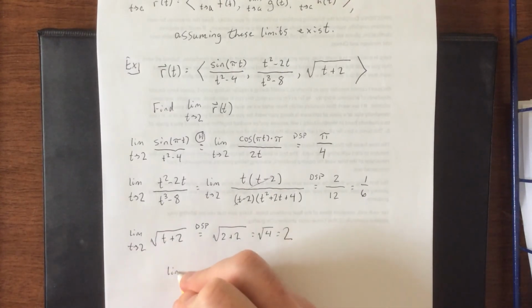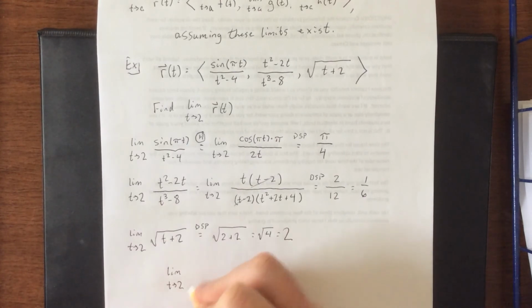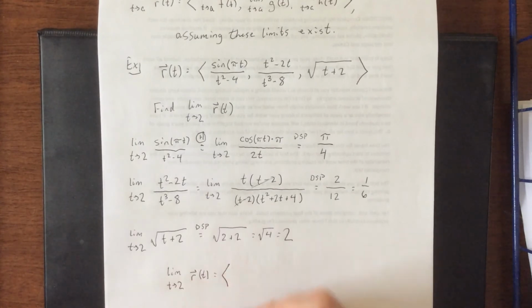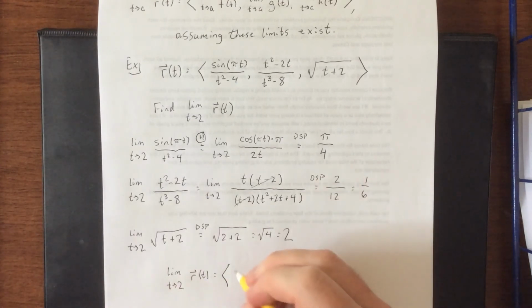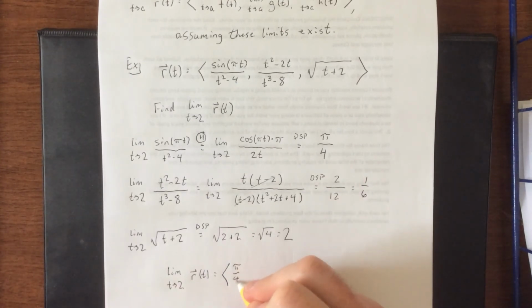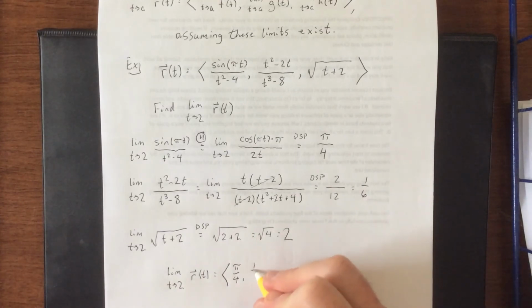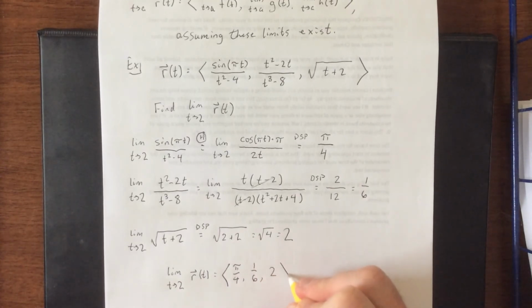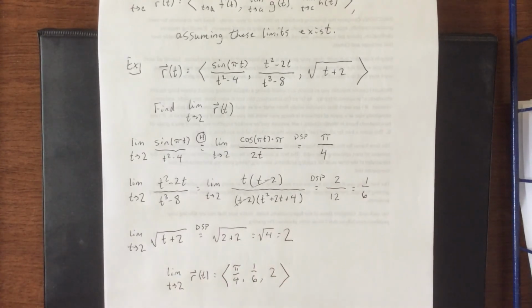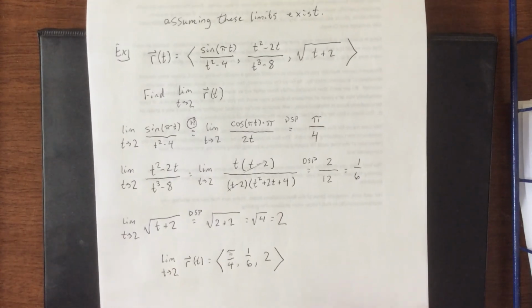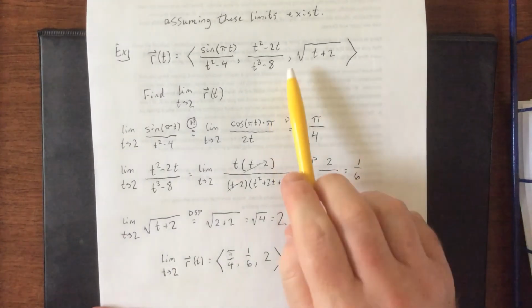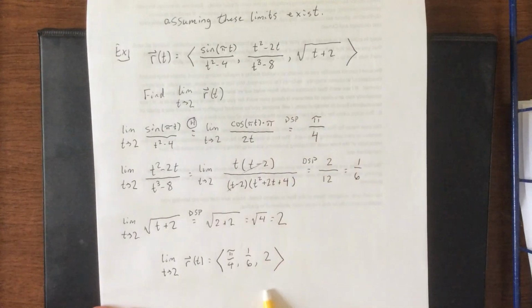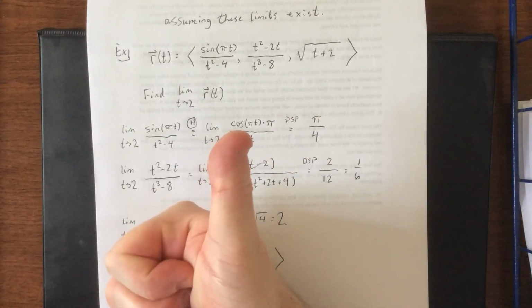Therefore, the limit as t approaches 2 of r of t is going to be the following vector. The components will be, in order, pi over 4, 1/6, and 2. Now I did check the math on this one. What we did is we turned one Calc 3 problem into 3 Calc 1 problems. I like it. The math even checks out on that.